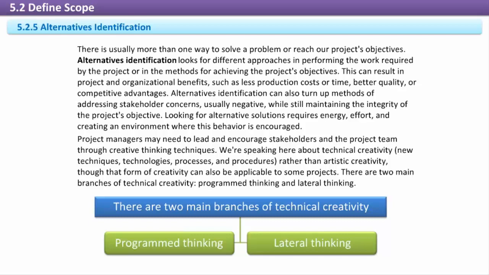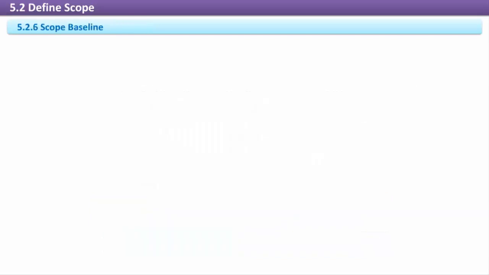Do not criticize or judge any initial ideas. All ideas, even the most silly and absurd, should be welcomed. In the initial stages, quantity is more important than quality.